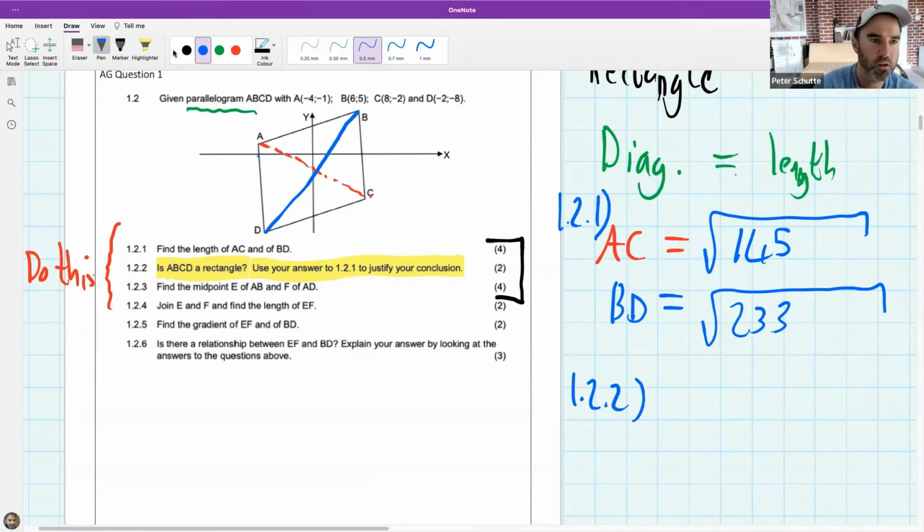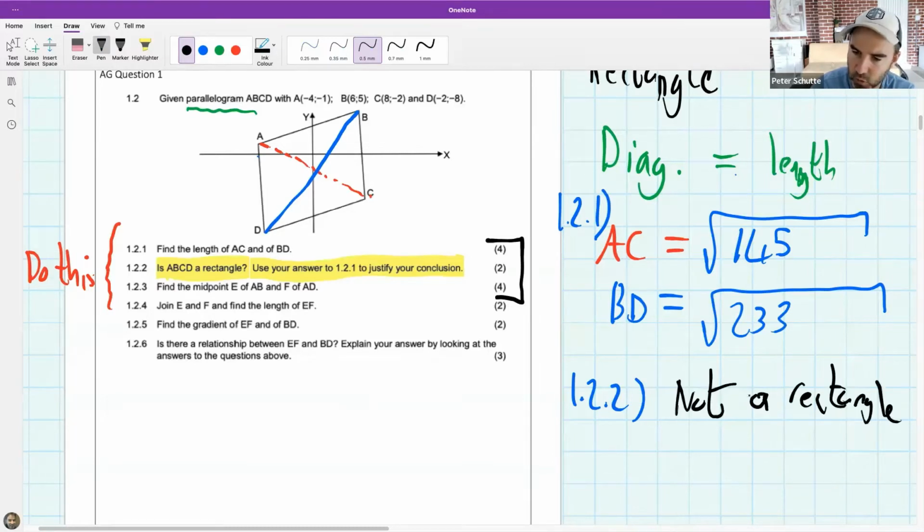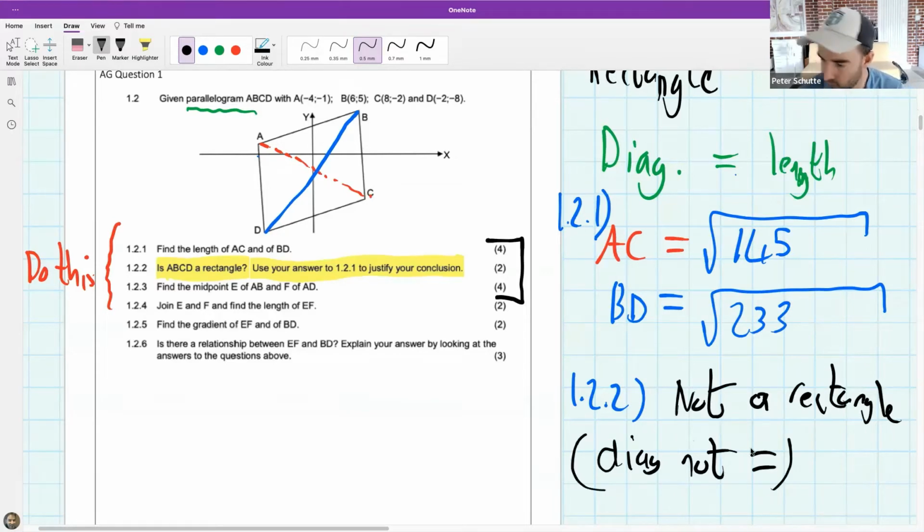Okay, so for the answer for this one, 1.2.2, it's not a rectangle because the diagonals are not equal. If you look above, AC is the square root of 145 and BD is the square root of 233. And so because these are not equal in length, it's not a rectangle, because the diagonals are not equal. And then the last bit is for 1.2.3, what do you get for your midpoints?